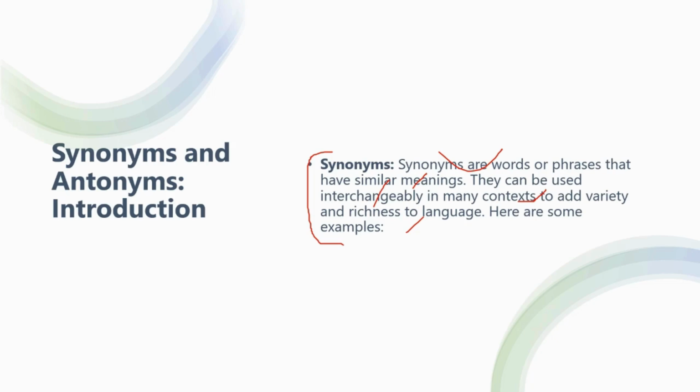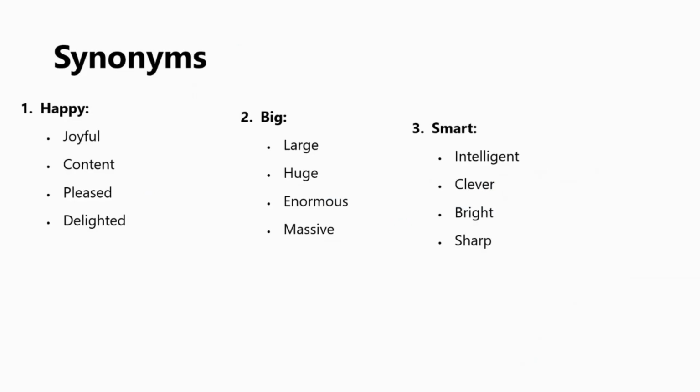That is similar. They may be used interchangeably, because if you keep on using the same word regularly, it might make your writing boring. So if there's a variety of words relating to a similar concept, it would add beauty and make a good impression. For example: happy, big, smart. There are three words. Happy may be replaced by joyful, content, pleased, delighted; big by large, huge, enormous, massive; smart by intelligent, clever, bright, sharp.